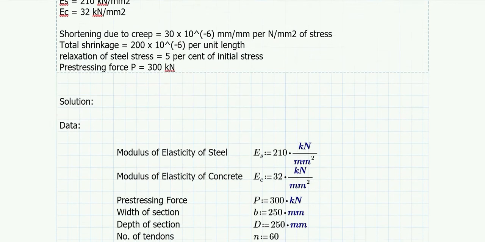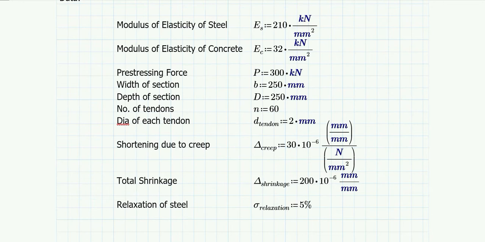So let's go into the solution in depth. All the data which are available to us are written here: Es, Ac, P, B and D. These are the dimensions. The number of tendons is 60. The diameter of each tendon is 2 mm. Creep, which is per unit stress of concrete, is given. Then total shrinkage is given per unit length, and relaxation of steel.